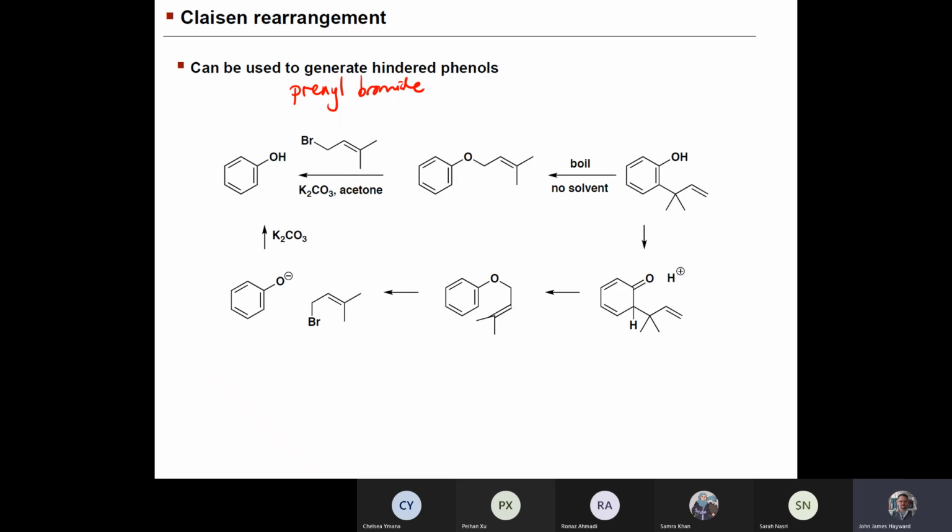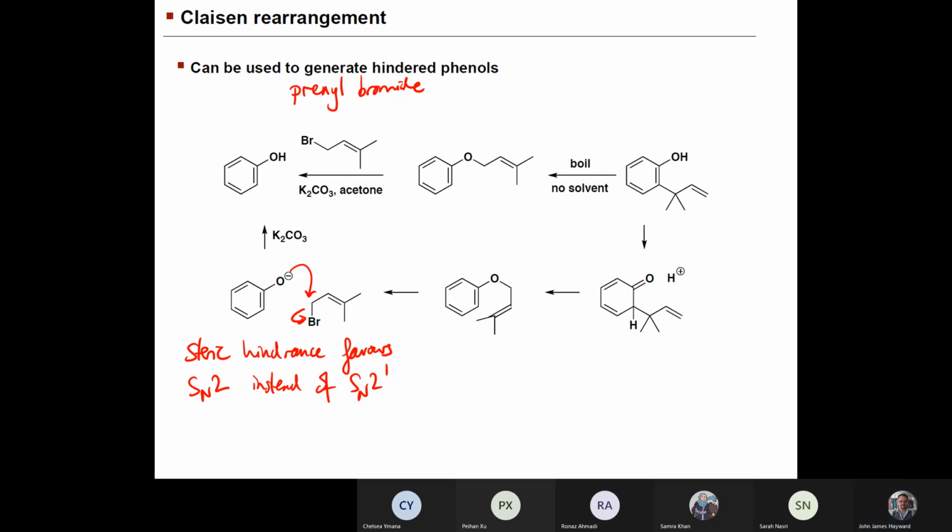Now it's a lot easier to tell whether it goes by SN1 or SN2 or SN2 prime. It goes by SN2. Okay. So steric hindrance favors SN2 instead of SN2 prime. Okay, pretty obvious. Primary site versus a tertiary site.